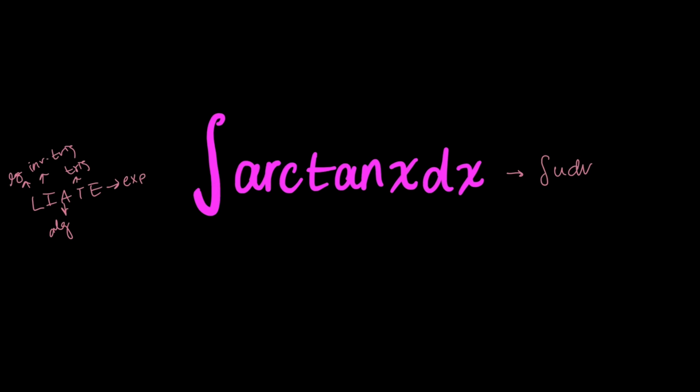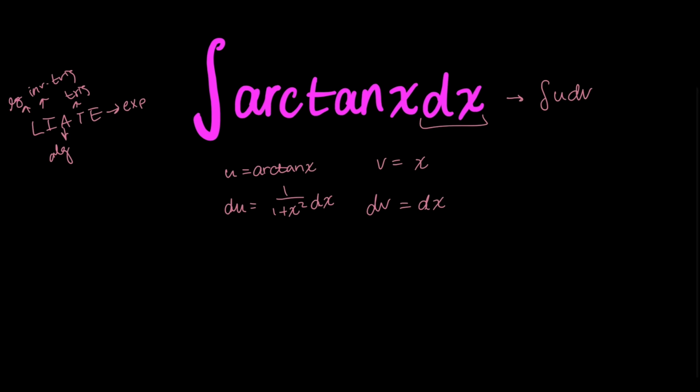So based on our acronym, u would be equal to arctan x. So du would be equal to 1 over 1 plus x squared dx. And then dv would just be equal to dx. If you integrate dx, you're going to find that v is equal to x. Then we plug everything into our equation for integration by parts: uv minus the integral of v du. In our case, u is arctan x and v is x.